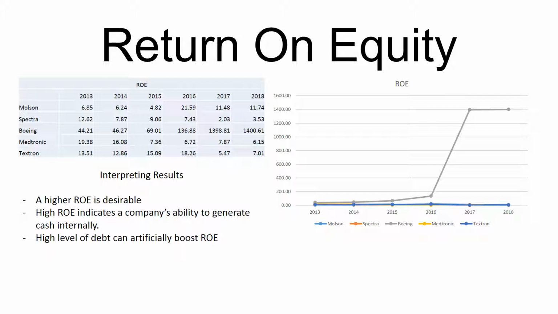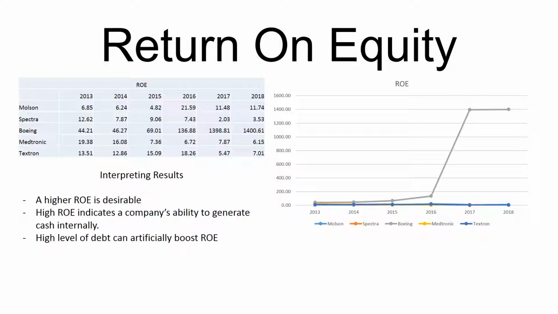Also, we can see Medtronic. Medtronic started with a really high return on equity, but as the years went by, the return on equity started decreasing. We can see Medtronic went from 19.38 in 2013 all the way to 6.15 in 2018.